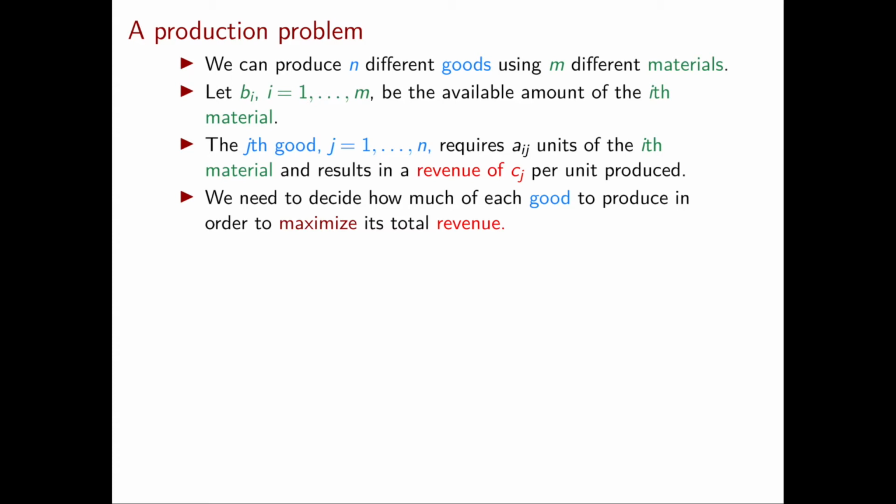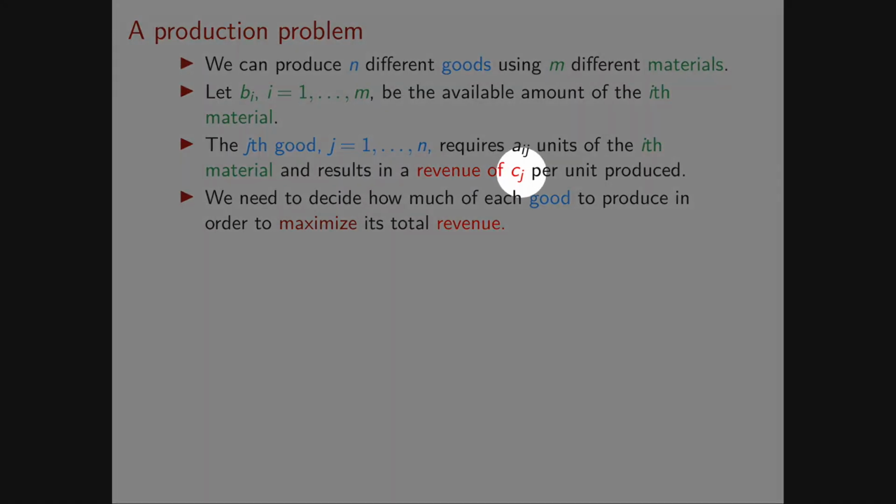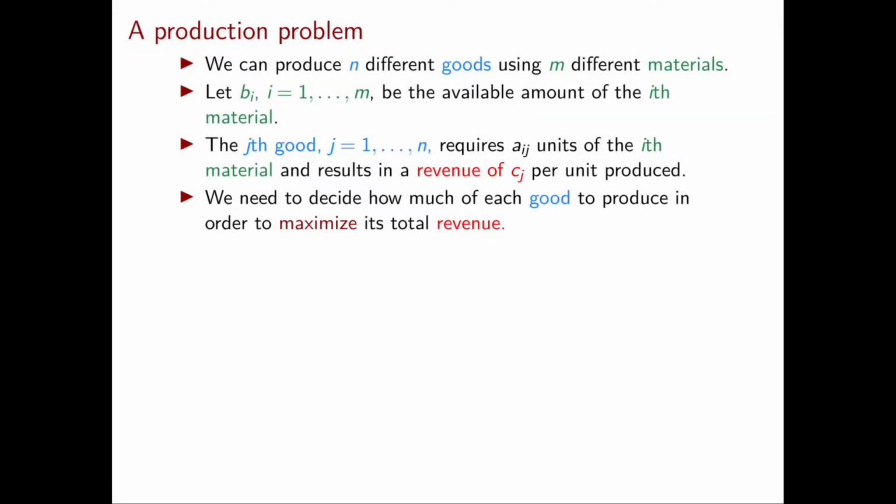The last amount of data that we need is the revenue. So we know that selling a unit of the good j will result in a revenue of c_j. The question is, what is the optimal strategy in producing these goods? Namely, how much of each good should we produce in order to maximize the total revenue?